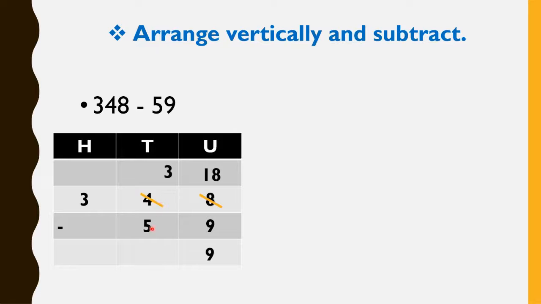We cannot subtract 5 tens from 3 tens. So we must untie 100. So 2 left in hundreds place. And 100 gives 10 tens. So previously we had 3 tens plus now 10 tens. So it will become 13 tens. So 13 tens minus 5 tens. The answer is 8.